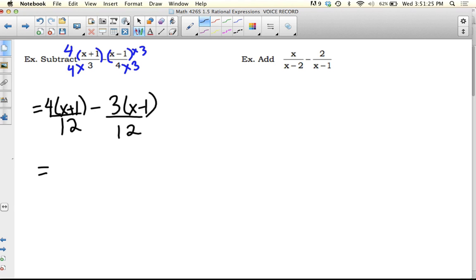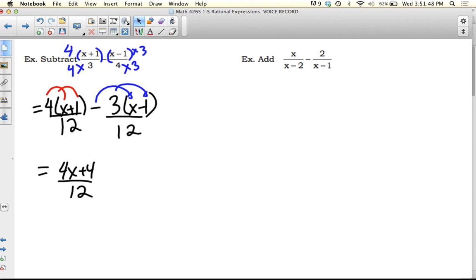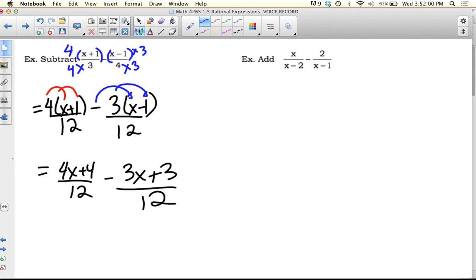Now we do the multiplication out. So 4 times x, 4 times 1, which is 4x plus 4 over 12. Okay? And I'm going to get you to be really careful here. Don't forget this is a negative 3 that's being distributed here. Okay? So this is a minus 3x, and then it's a plus 3. That's all over 12. Okay?